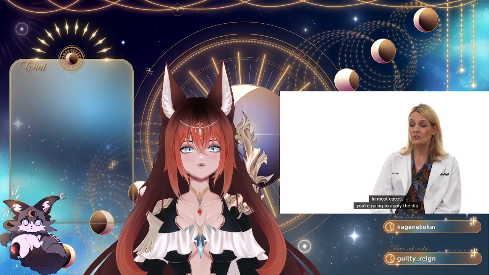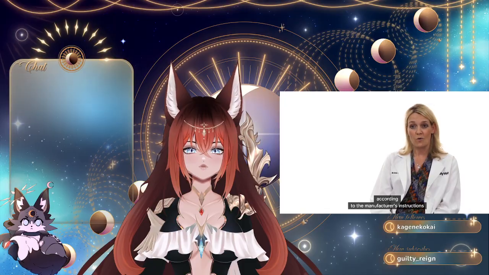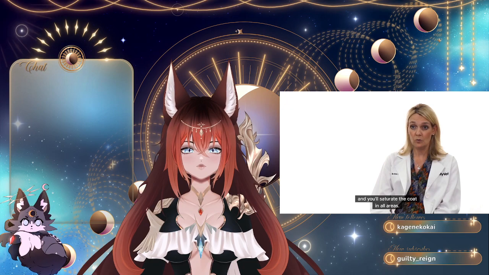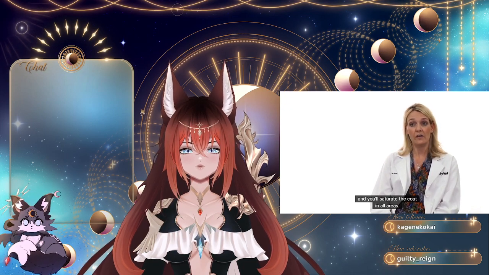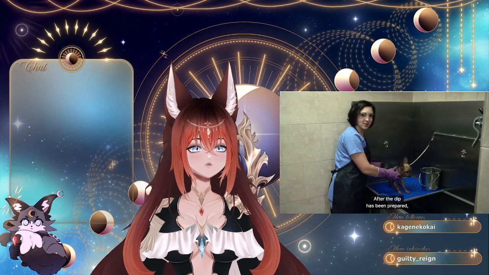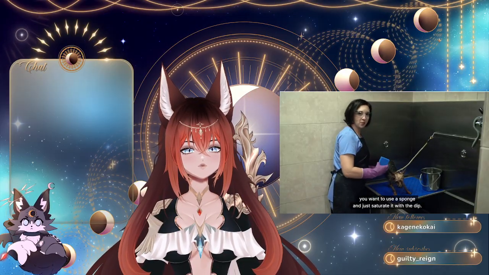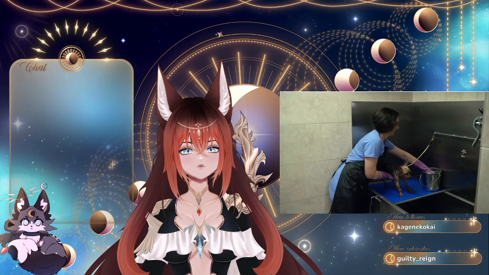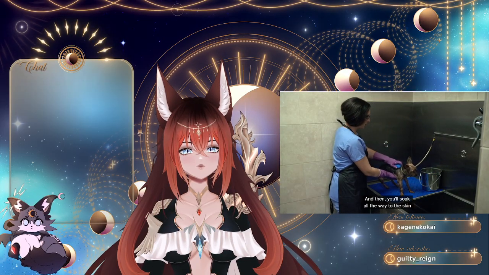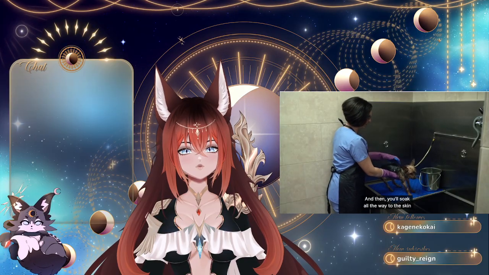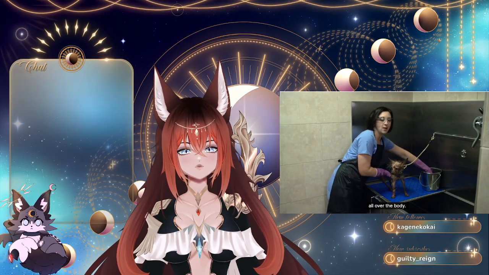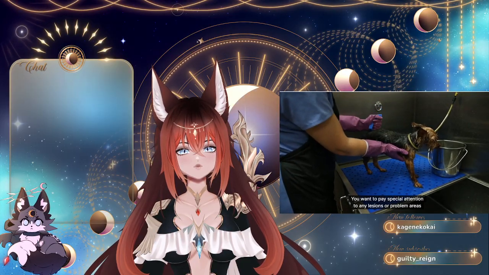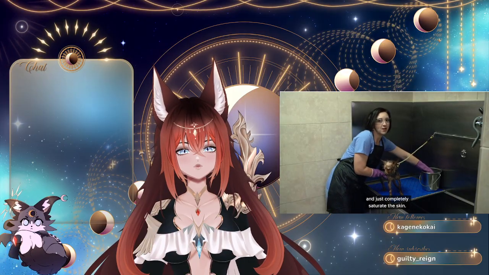In most cases, you're going to apply the dip according to the manufacturer's instructions to the pet's coat when they are wet, and you'll saturate the coat in all areas. After the dip has been prepared, you want to use a sponge and just saturate it with the dip. And then you'll soak all the way to the skin, all over the body. You want to pay special attention to any lesions or problem areas. Just completely saturate the skin.